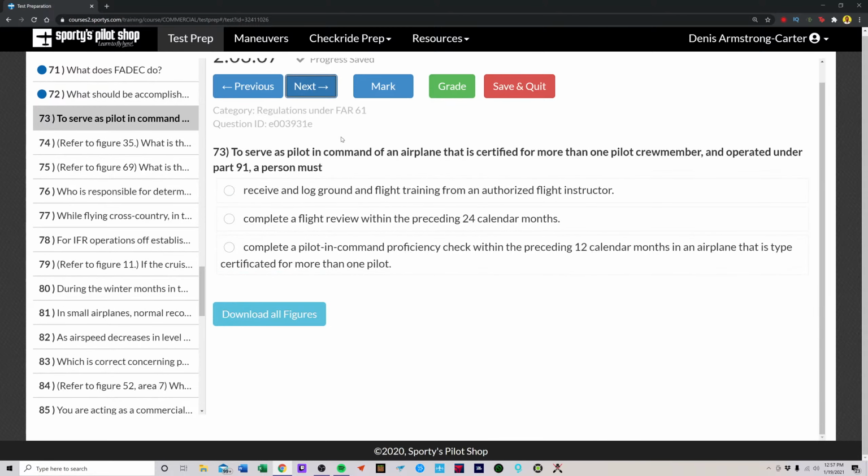To serve as pilot in command of an airplane that is certified for more than one pilot crewmember, operated under Part 91, a person must receive ground training from an authorized flight instructor, complete a flight review within the preceding 24 calendar months, complete a pilot in command proficiency check within the preceding 12 calendar months, and hold a type rating in the airplane certified for more than one pilot.